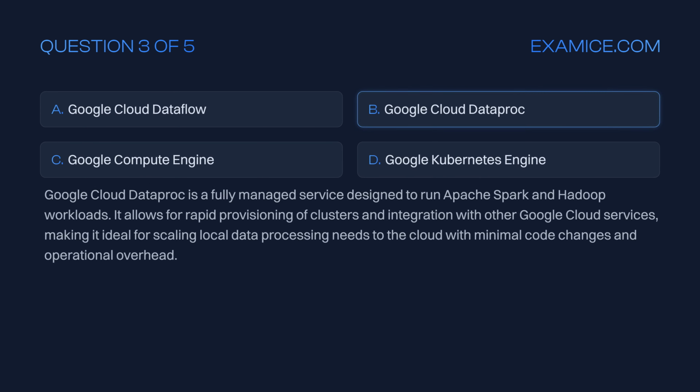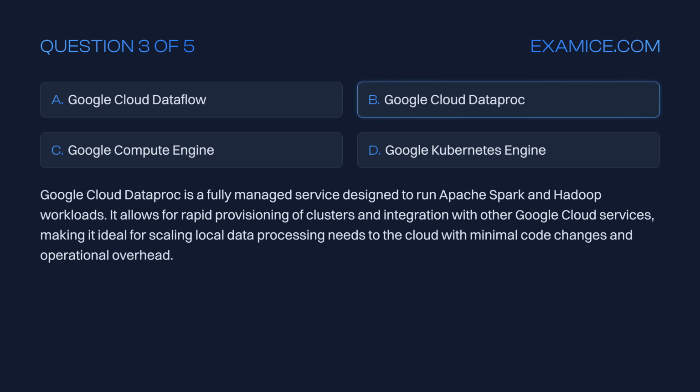The answer is option B. Google Cloud Dataproc is a fully managed service designed to run Apache Spark and Hadoop workloads. It allows for rapid provisioning of clusters and integration with other Google Cloud services, making it ideal for scaling local data processing needs to the cloud with minimal code changes and operational overhead.